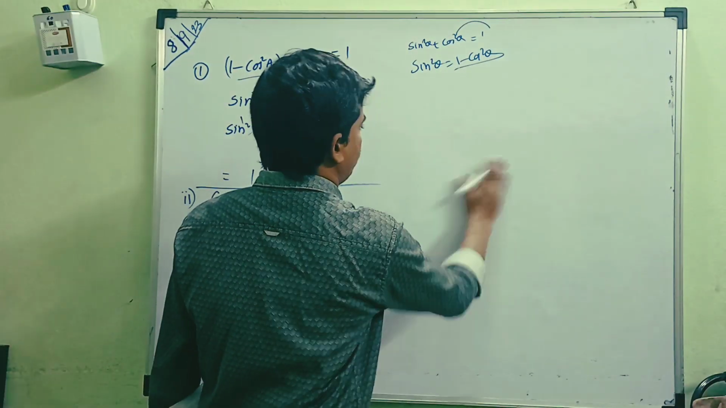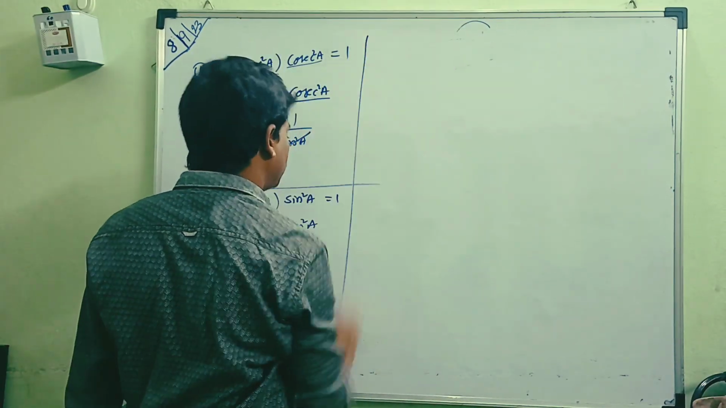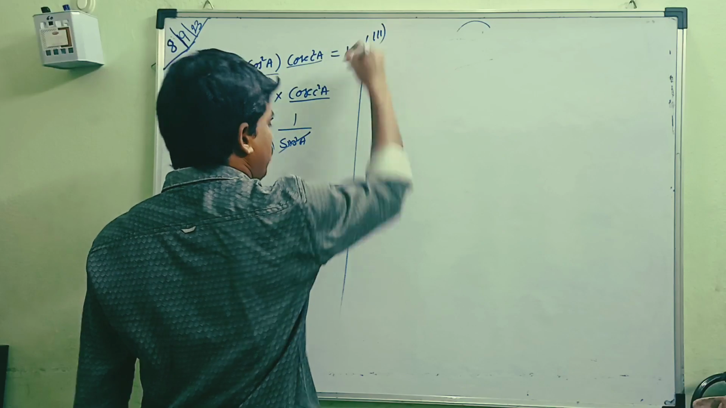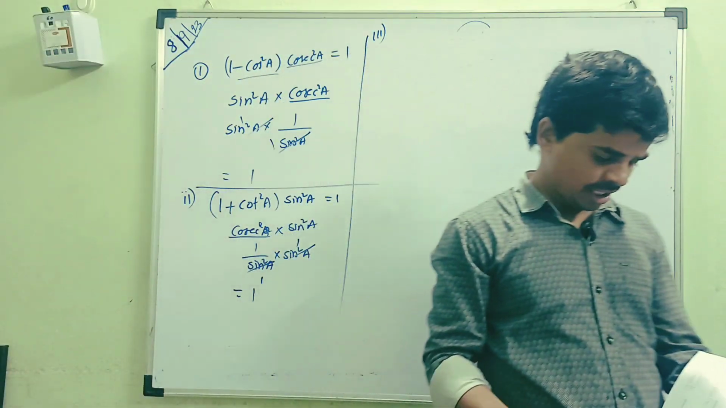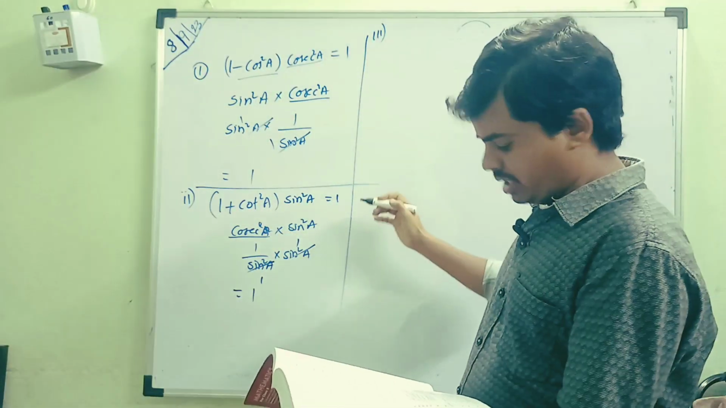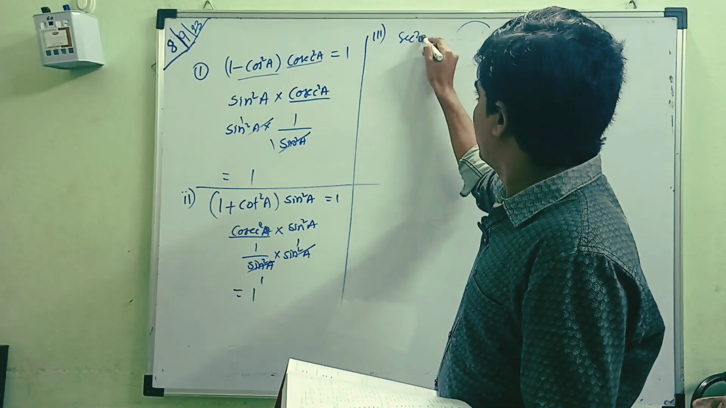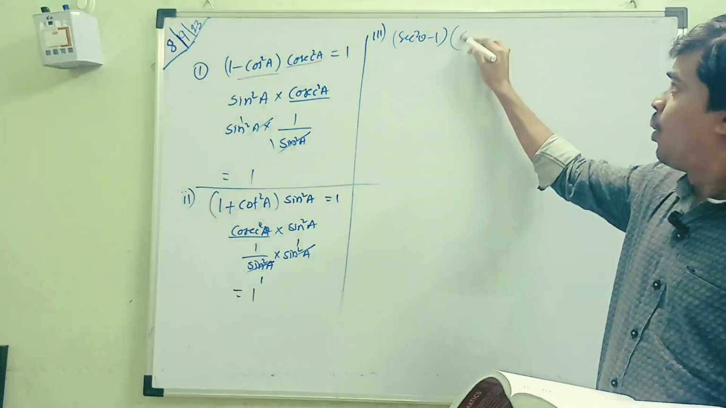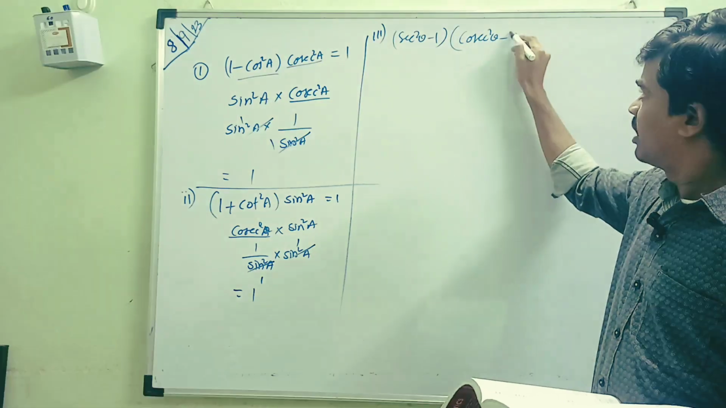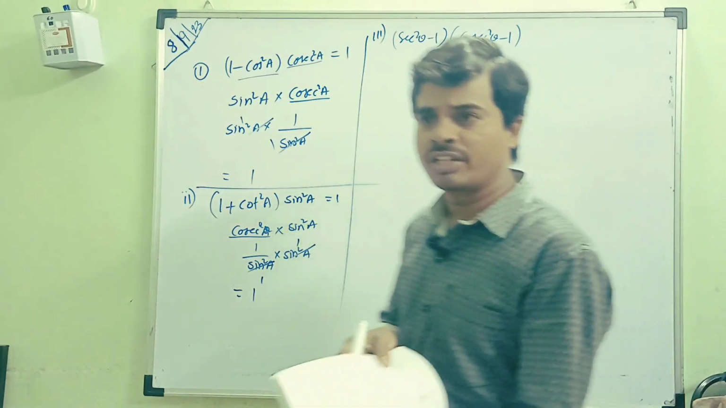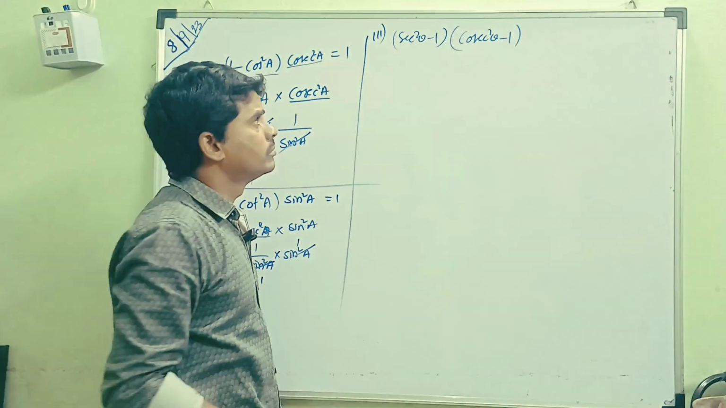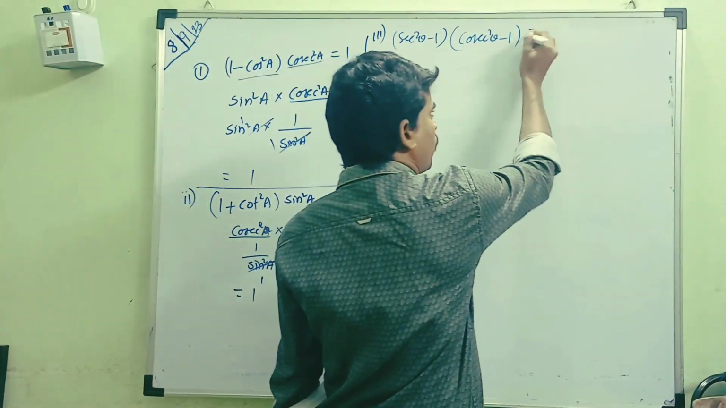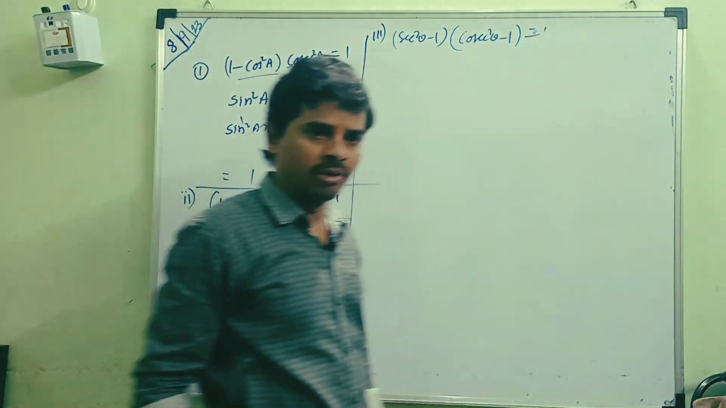Next. Question number 3 from R.D. Sharma again. Secant square theta minus 1, into cosecant square theta minus 1. Secant square theta minus 1, cosecant square theta minus 1. We need to get 1. We have to show 1. Our answer should be 1.